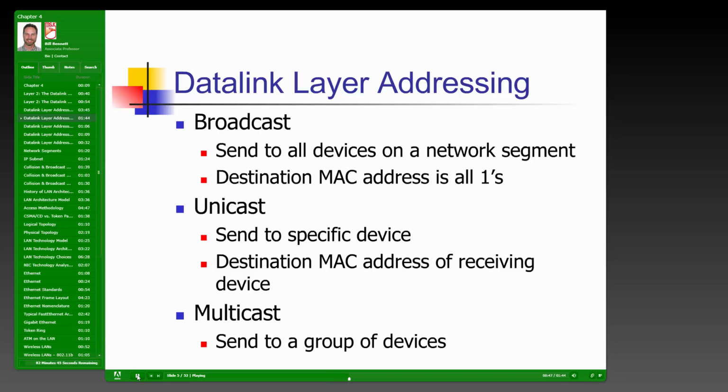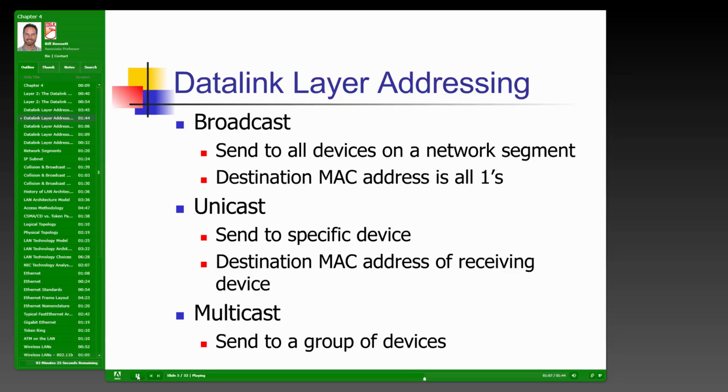Unicast address is the second type of addressing. That means that the destination address is for a specific device, and so it uses that device's unique MAC address as the destination that it uses for sending the message to.